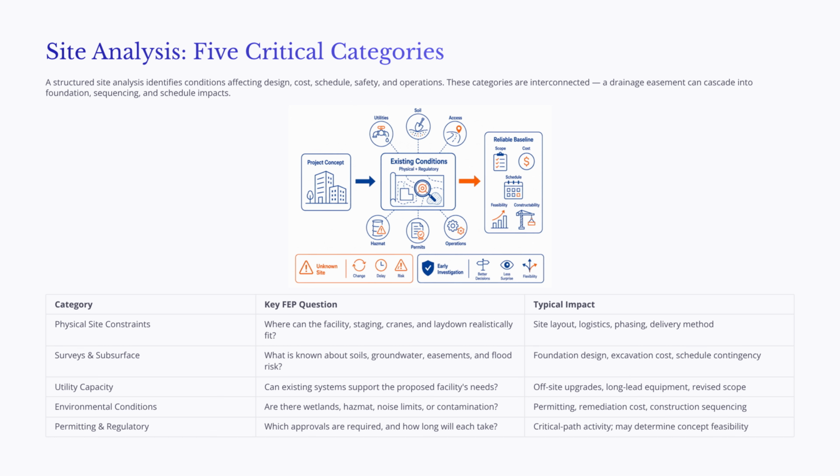The fifth category is permitting and regulatory requirements. Permits are not just paperwork. They can become critical path activities, and in some cases, they may determine whether the project concept is feasible at all. The important point is that these categories are interconnected.